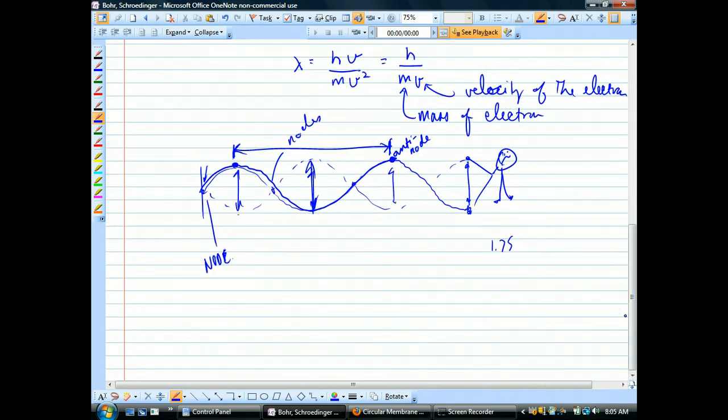So, de Broglie's got this weird idea, but it seems to make sense, right? The next step was 1926 with Erwin Schrödinger.